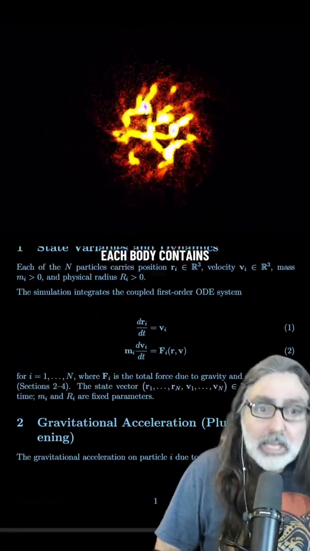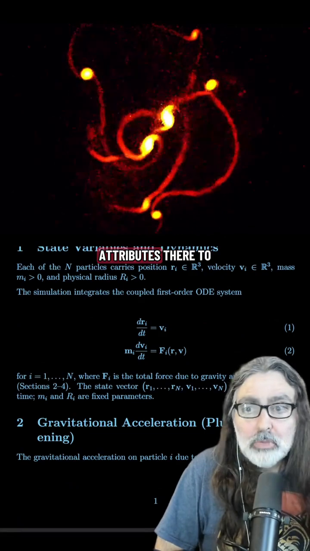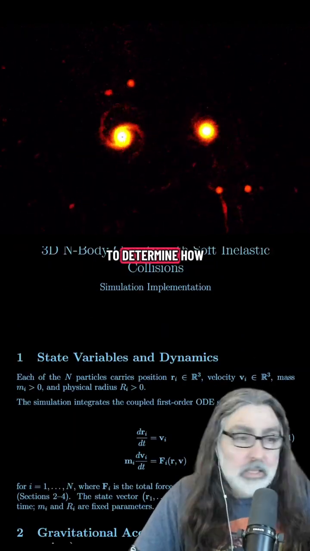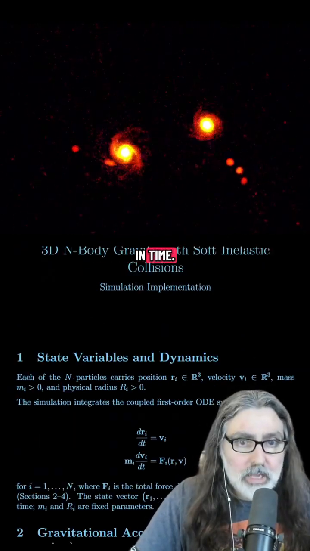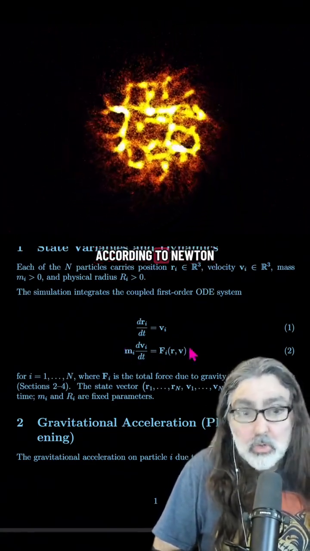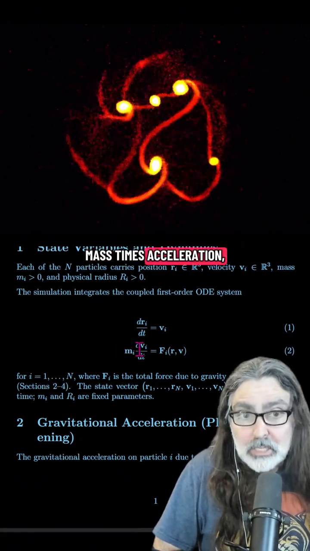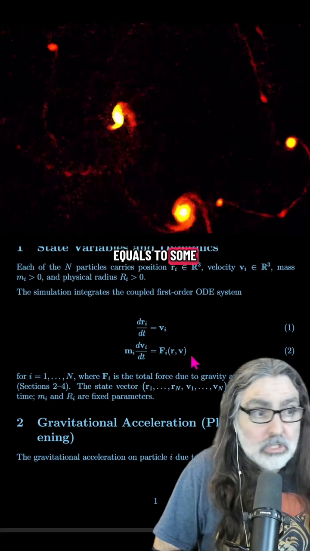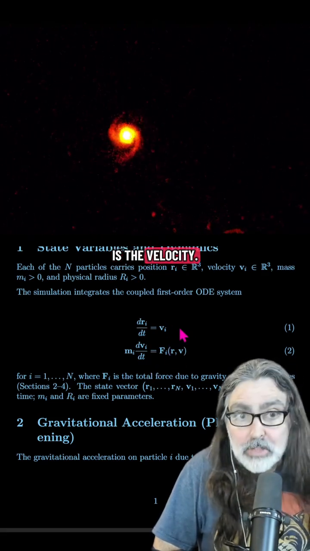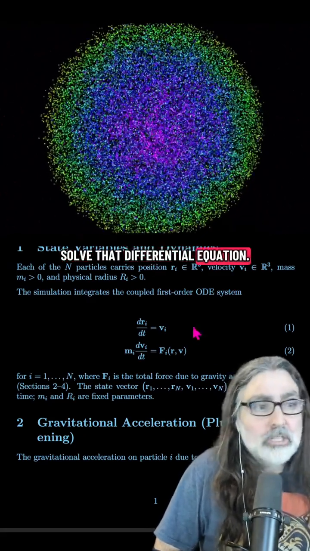First, the n-body. Each body contains a set of attributes. They are the position, velocity, mass, and radius. Our task is to determine how these attributes evolve in time. The mass and radius don't change. The velocity evolves according to Newton's second law, which says that mass times acceleration, which is the rate of change of velocity, is equal to the sum of the forces. And then once we have a velocity, the rate of change of position is the velocity. So we can solve that differential equation. We have n of these.